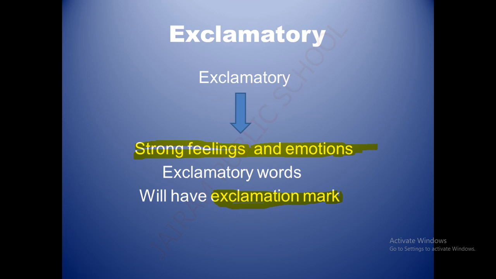Before I wind up these four kinds, let me revise what the four kinds are. Assertive, interrogative, imperative, exclamatory. Assertive gives complete news to the reader and ends with a full stop. Interrogative not only starts with WH question but also starts with a rhetoric type of question and ends with the question mark. Imperative consists of order, request, command, suggestion and advice. And I told you a very beautiful example for order and command. I hope everyone understood that. Exclamatory consists of feelings and emotion. It will have an exclamatory word and an exclamation mark.